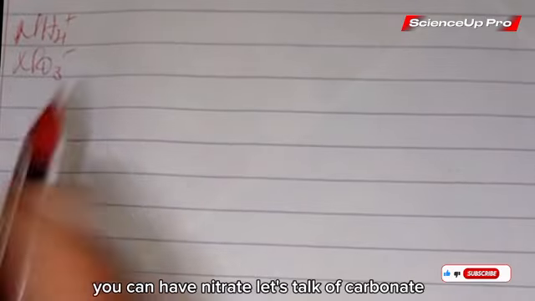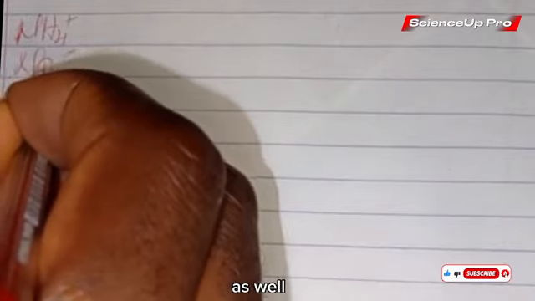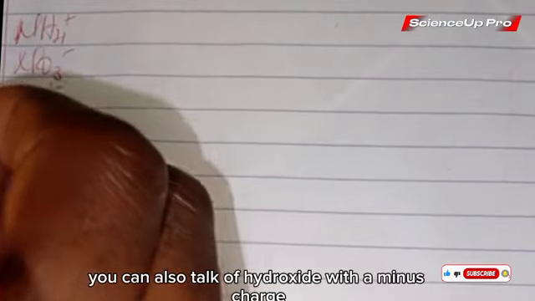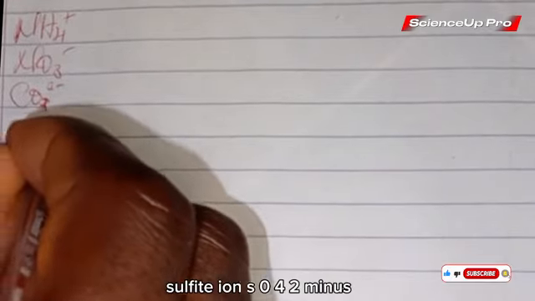You can have nitrate. Let's talk of carbonate. Carbonate is a polyatomic ion as well. You can also talk of hydroxide with a minus charge. This is a polyatomic ion. You can also have sulphate ion, SO₄²⁻. It's a polyatomic ion. Just to name a few, we have many polyatomic ions which you can use in deriving formulas.